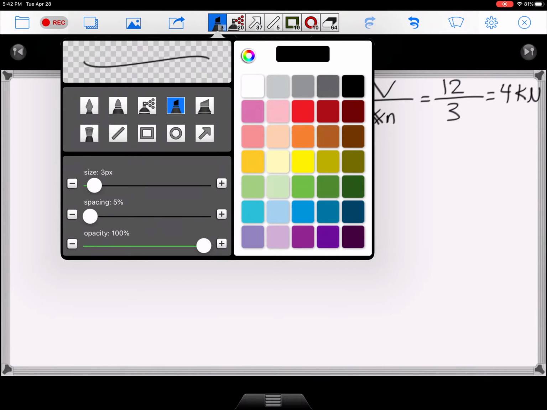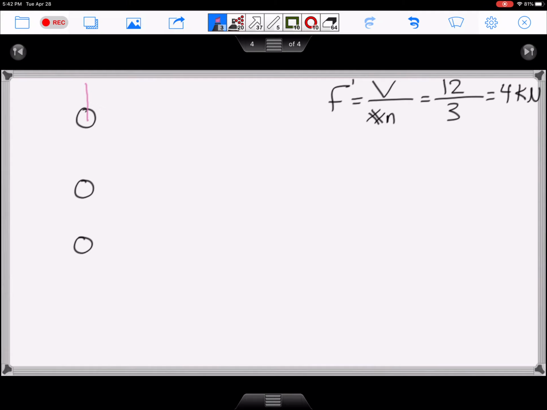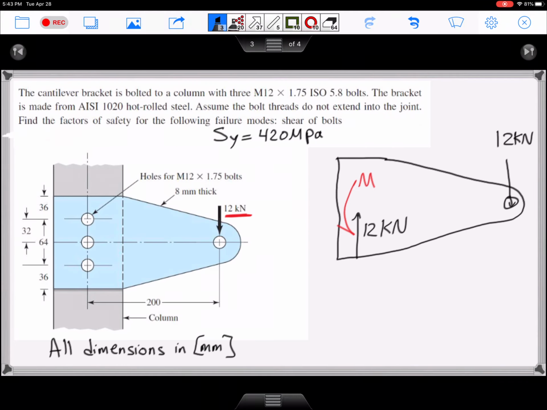Let's draw that in a different color, let's use this one for primary shear. So F prime, F prime, and F prime, and it's equal to 4 kilonewtons. This is bolt A right here. According to the problem, let's call them A, B, C. This one is A, this one is B, and this one is C.